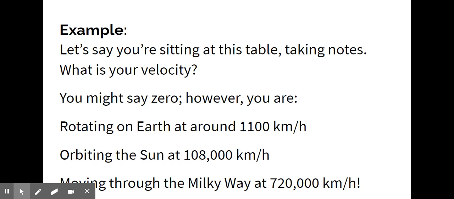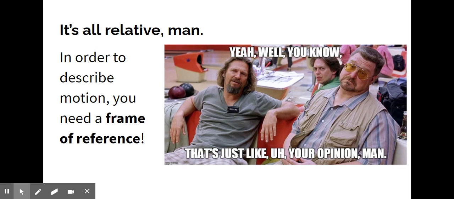Say you're sitting at your table or on your bed at home, taking notes. What's your velocity? Well, you're just sitting there, so you might say your velocity is 0. However, you are also rotating on Earth at around 1100 kilometers per hour. You're also orbiting the sun at 108,000 kilometers per hour, and moving through the Milky Way galaxy at 720,000 kilometers per hour. So what's your velocity? Is it 0? Is it 720,000 kilometers per hour? Well, it's all relative.